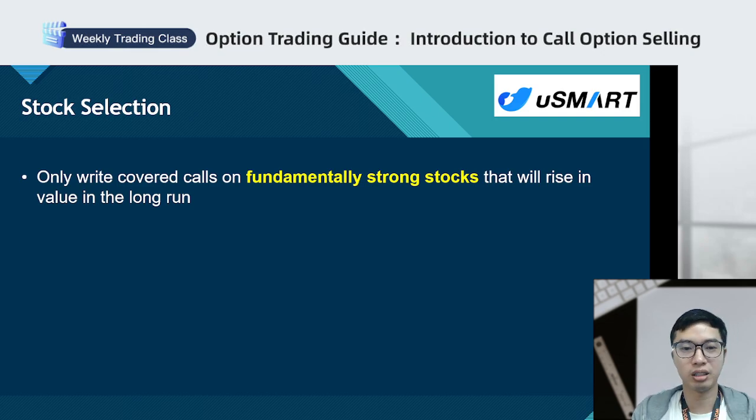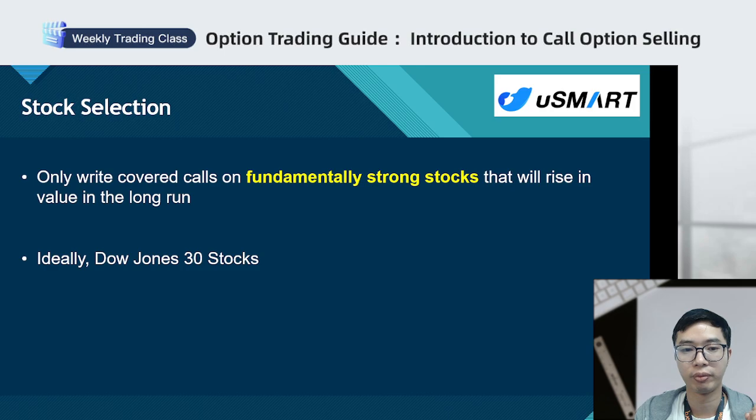Yes, for the stock selection, as I said, we only choose the fundamentally strong stocks that will rise in the long run. Ideally, Dow Jones 30 stocks. And why I don't suggest Nasdaq? It is just my personal view. Because for the technology stocks, it can be very cyclical. And if you want to consider Dow Jones 30 stocks or index, or maybe SPX index ETF, yeah, but it really depends on what you have faith in.